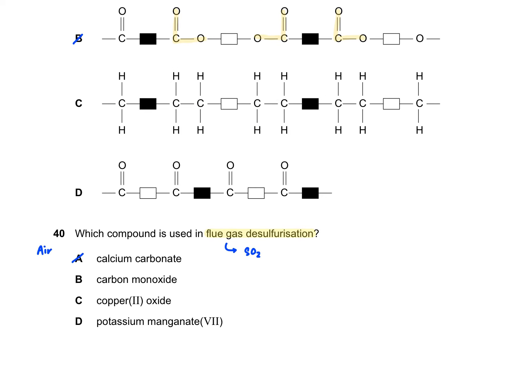For the last question, which compound is used in flue gas desulfurization? This is a recall type question. You need to know that flue gas contains the pollutant sulfur dioxide, and sulfur dioxide is an acidic gas, so we need to use something that reacts with an acidic gas. And in this case, the thing that we use is calcium carbonate, which will react with sulfur dioxide to form calcium sulfide, and then it will react some more with oxygen to form calcium sulfate. So you need to remember this fact from the chapter of maintaining air quality.